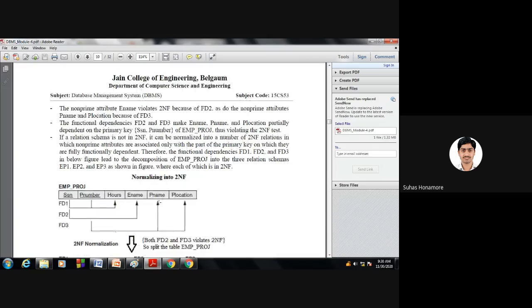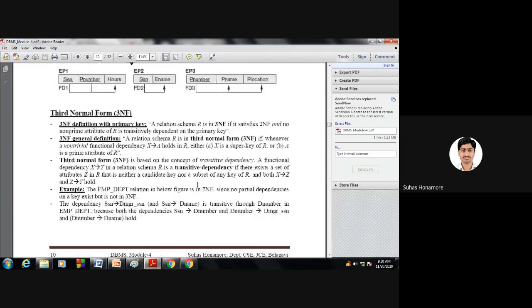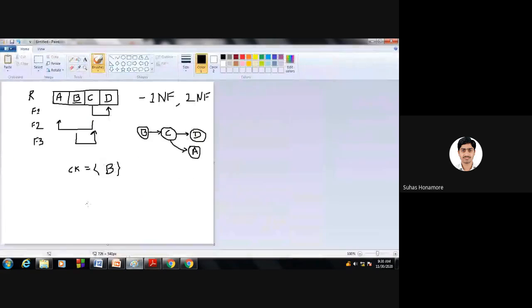Okay, so here the 3NF definition is: it satisfies 2NF and no non-prime attribute of R is transitively dependent on the primary key. So any non-prime attribute, we have to check whether it is transitively dependent on the primary key or not. Here 1, 2, 3, these are the three non-prime attributes. Now we'll check whether each is transitively dependent on the primary key or not.